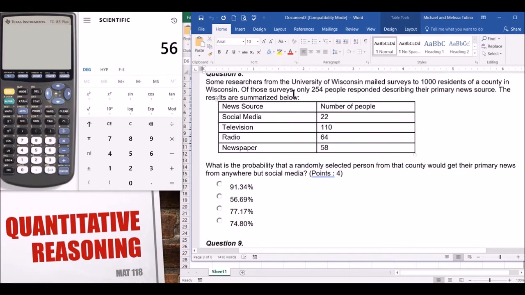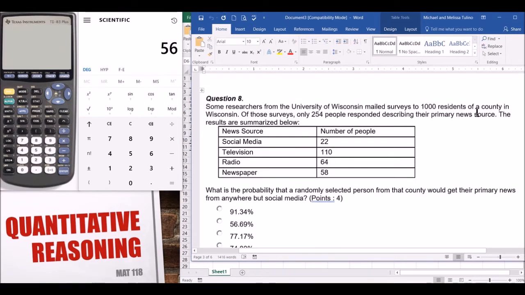All right, so we have some research going on here. 1,000 residents in a county. Here we go. Only 254 responded, so that's actually going to be our total. The results are summarized below: number of people, social media, television, radio, newspaper.